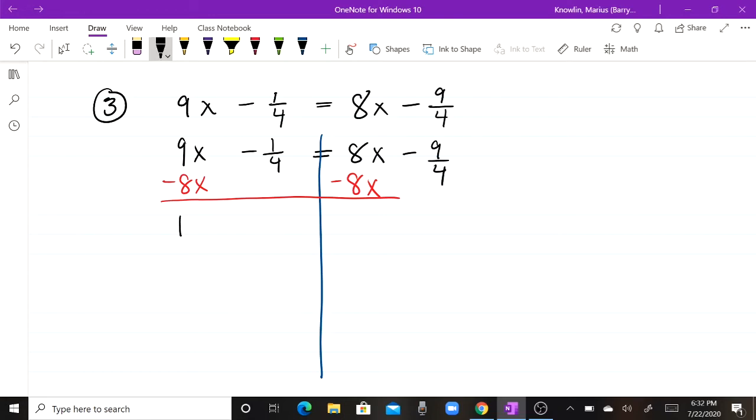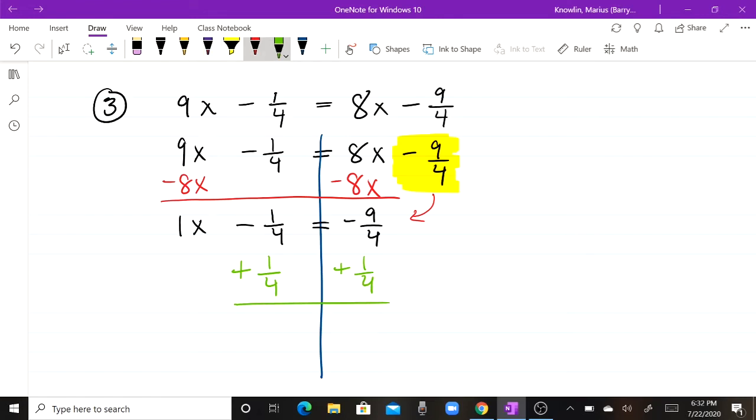That's going to leave me with 1x minus 1/4 equals negative 9/4. And just to make sure that we know, there's that negative 9/4, so you bring that down. Now we want to get our constants together. So what I want to show is that I'm adding 1/4 to both sides. That's going to leave me with 1x equals negative.